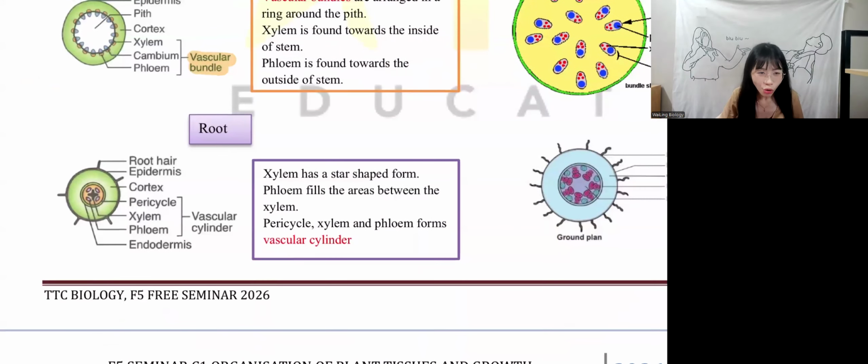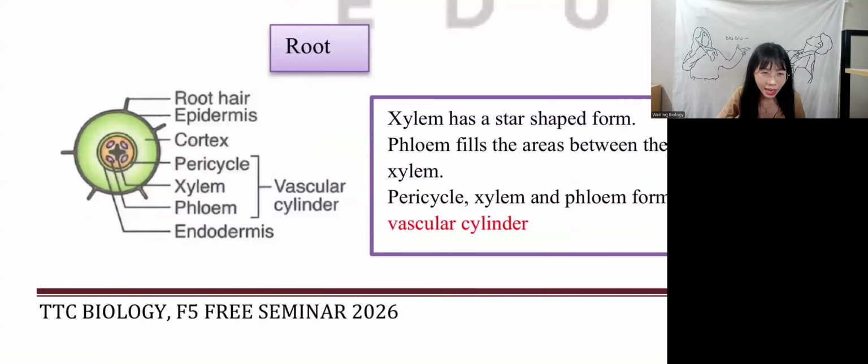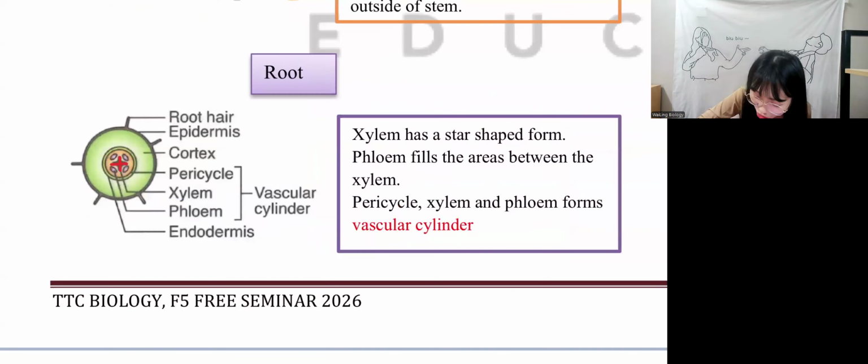Next, we have root. Root, we have pericycle, xylem, phloem. Xylem is the star shape. We don't call it a cross. We call this a star shape. I know it looks like a cross, but it's not a cross, guys. It's called a star-shaped xylem, okay? Star-shaped xylem. The dot is the phloem.